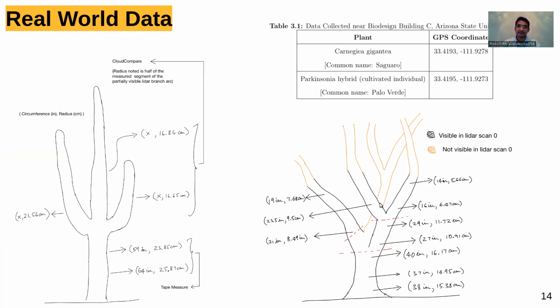Once we collected LiDAR scans, I also went and collected tape measures to behave as ground truth measurements for each of the branch segments. And this was the diagram that I came up with, which basically denoted the different locations at which I collected tape measures. And the table on top gives us the GPS locations at which these two trees were present on the ASU campus.